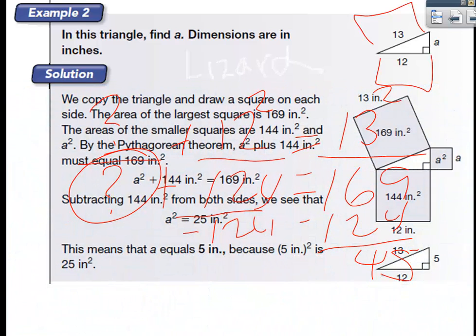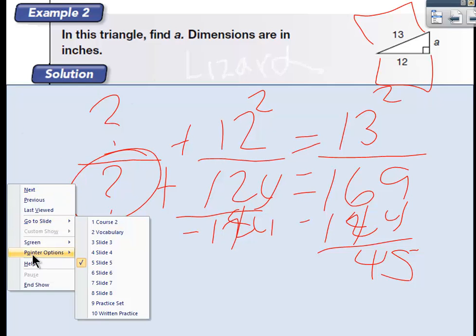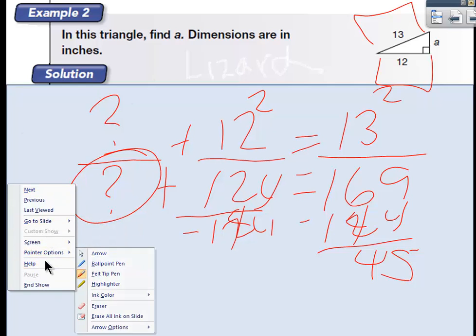Oh, it's 25. I did make a mistake. It's 144, not 124. Silly me. Let me back that up. Well, you guys are all screaming in your rooms about that one, weren't you?